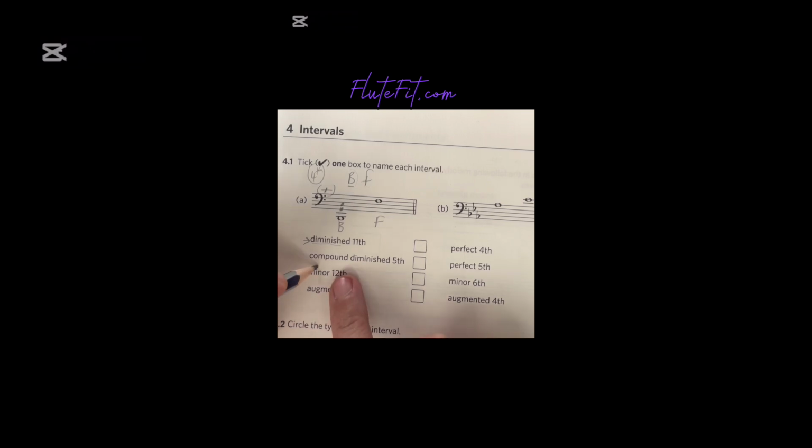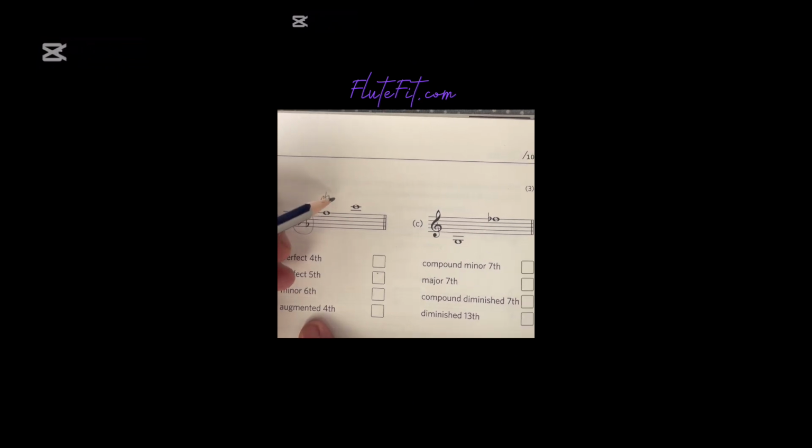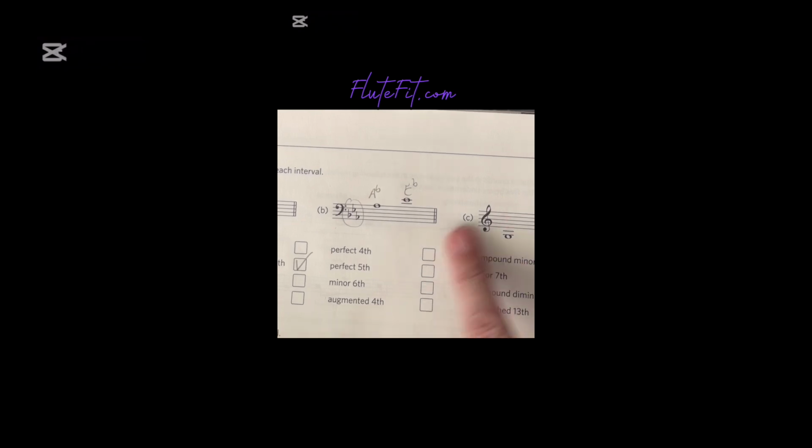It's not augmented either, so it's a compound diminished 5th. This one here is an A flat. This note here is an E flat. Always take account of the accidentals. They're hugely important in these intervals.